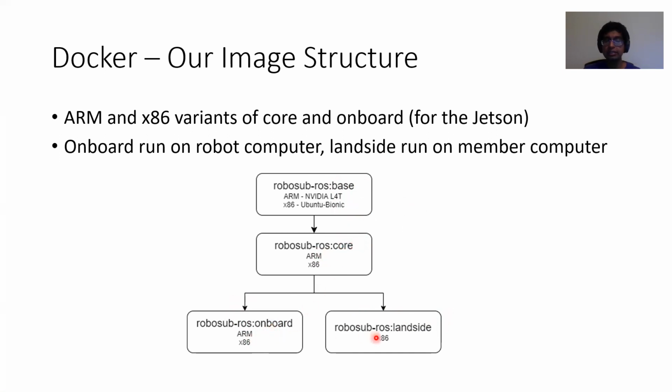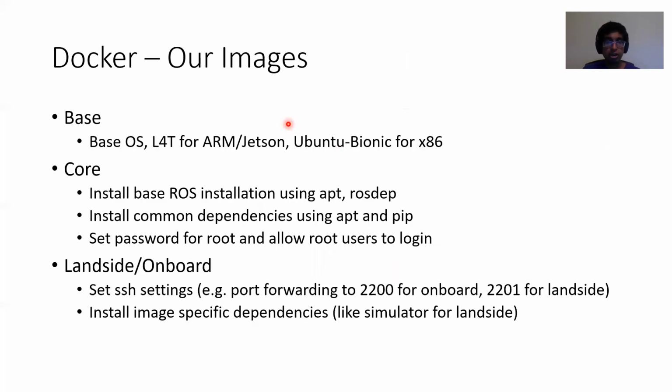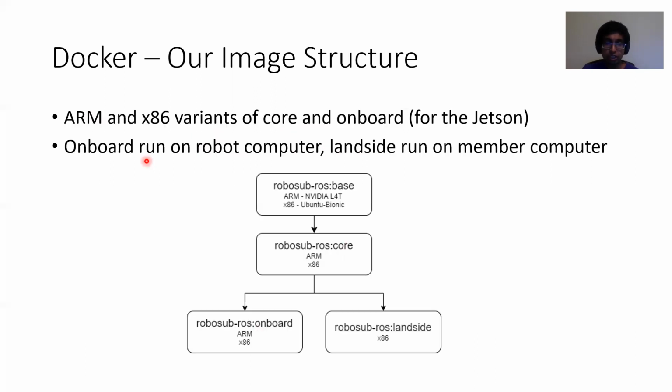And Onboard has ARM and x86 variants. Landsat only has x86. It does not have ARM because Landsat we only run on our computers, and basically everyone uses x86 on our computers. So in terms of our actual images themselves, I should also denote before I move on, this is what denotes the dependency on images. So to get Landsat, you have to have core. To get core, you have to have base. And so they're built on top of each other.